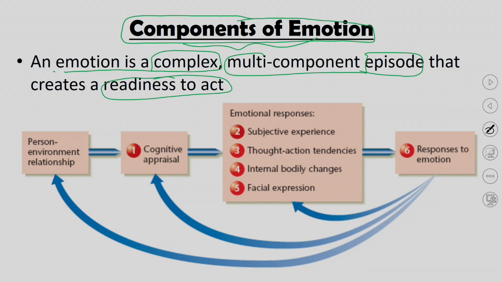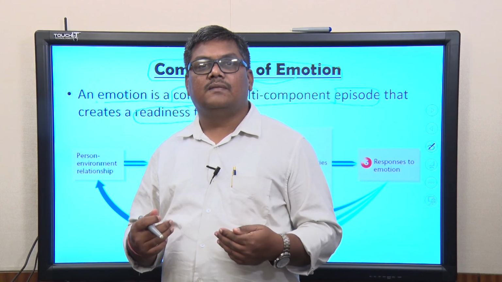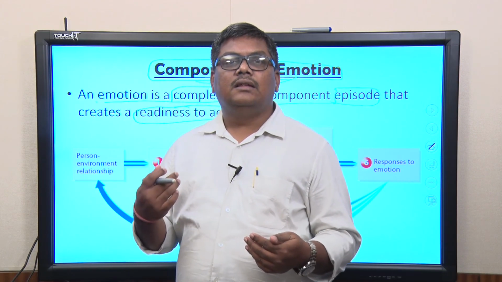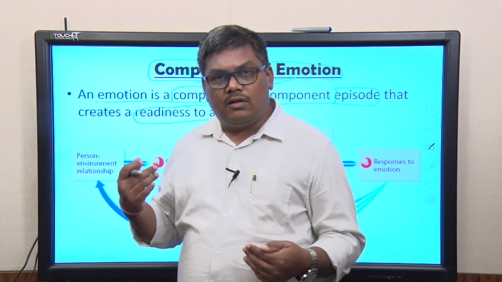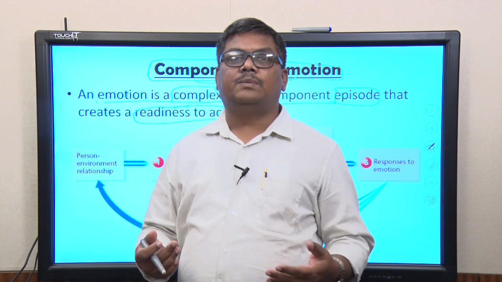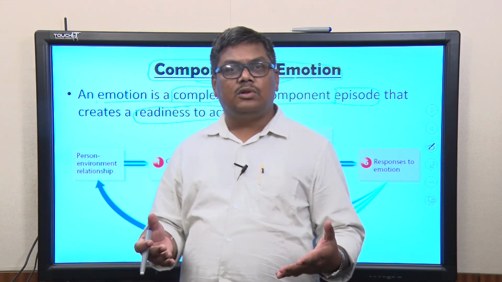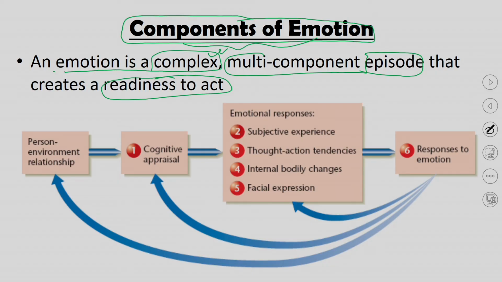The component process theory of emotion defines emotion as a complex process. Emotion is not a simple process. It is a complex process because it involves several systems. Just as sensation is more simple in nature than perception, emotion is a more complex process. Why? Because it needs feedback from so many systems, so many processes, and based on that the emotion happens. So, emotion is a multiple component episode.